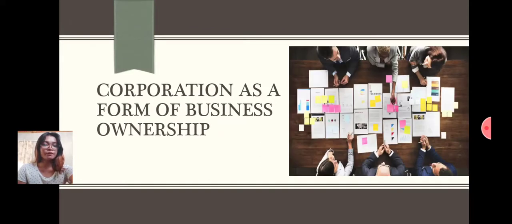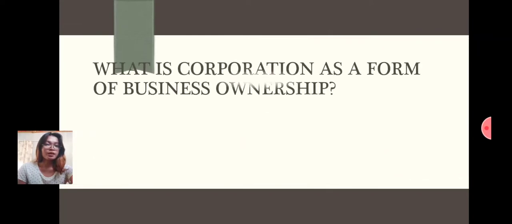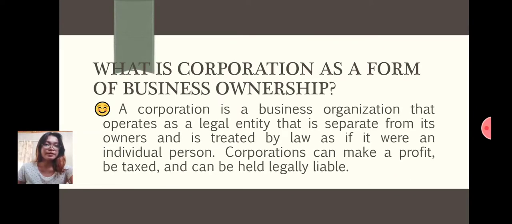So, for today's lesson, we will discuss the corporation as a form of business ownership. So, what is corporation as a form of business ownership? A corporation is a business organization that operates as a legal entity that is separate from its owners and is treated by law as if it were an individual person. Corporations can make a profit, be taxed, and can be held legally liable.